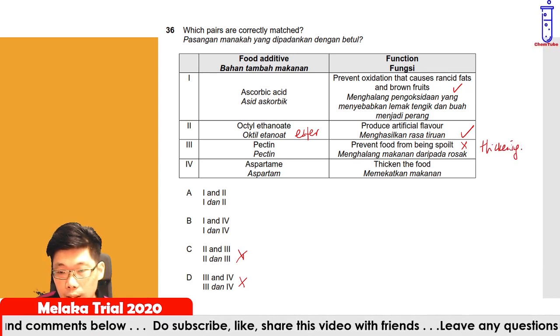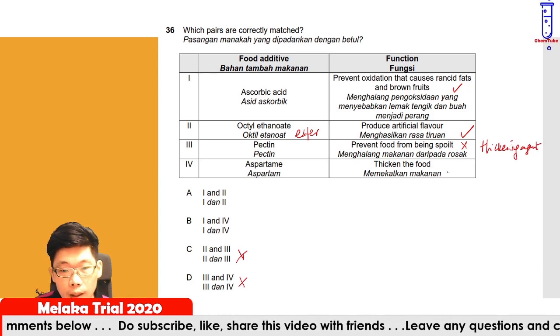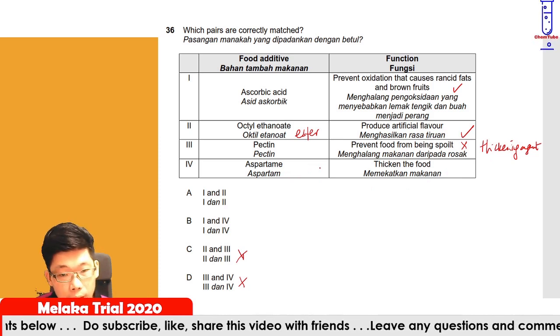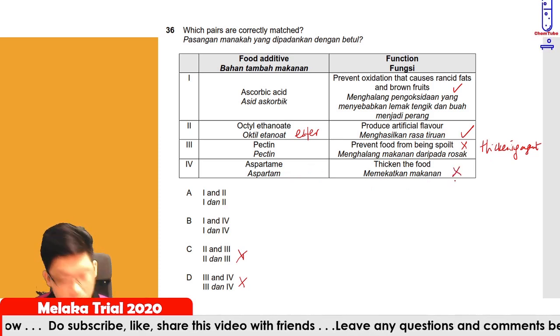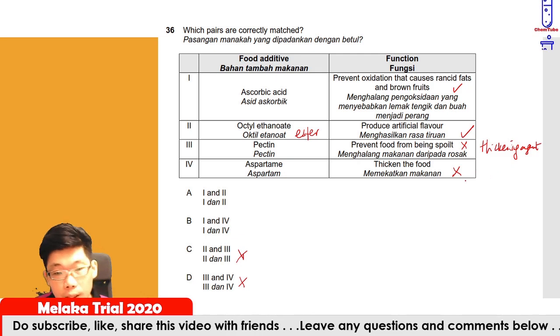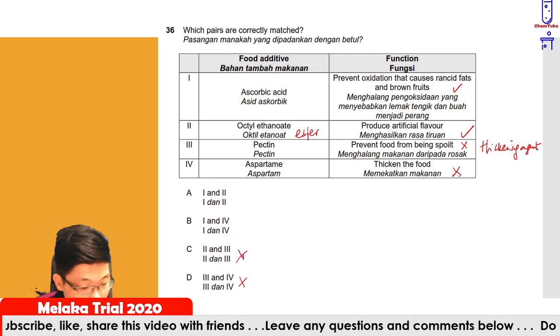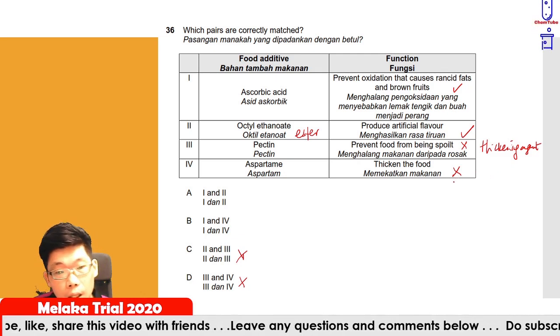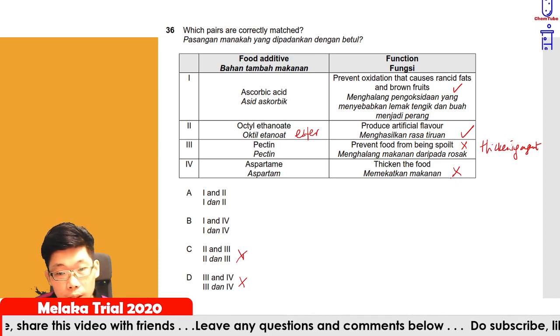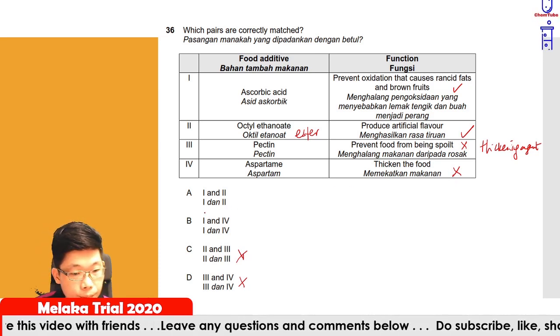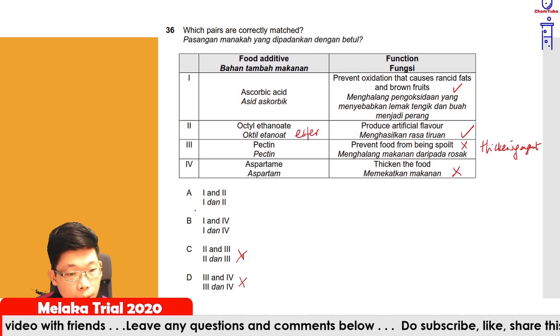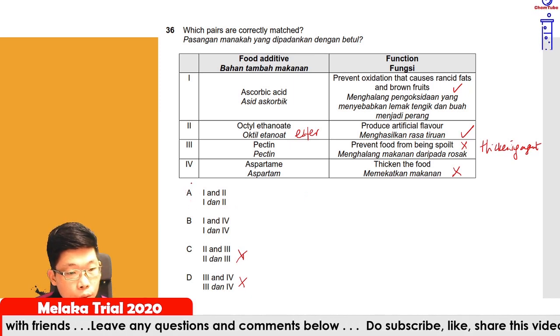Thickener. Okay. Then aspartame. Aspartame does not thicken the food. It should be aspartame, not the thickeners. Okay. So it should be 1 and 2. Okay, 1 and 2.